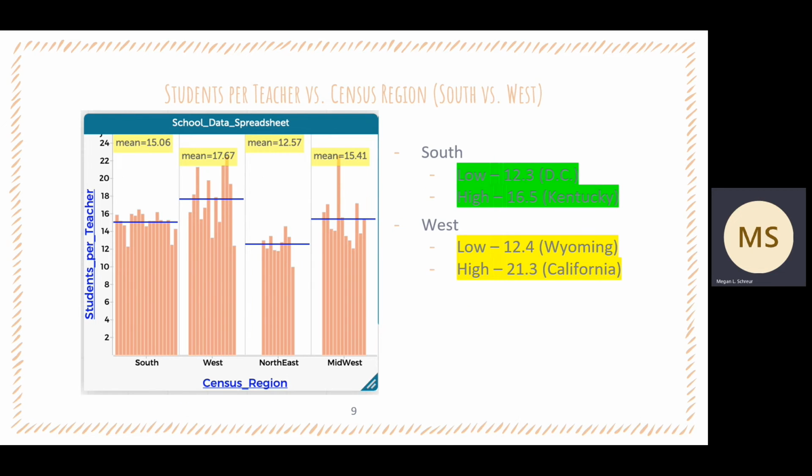So first we're going to look at students per teacher. So we're just looking at the South and the West. You can ignore the Northeast and the Midwest. So in the South, the low is 12.3 students per teacher, and the high is 16.5 students per teacher. And then in the West, it's 12.4 students per teacher and 21.3 students per teacher. So if we look at the averages, they're pretty close, but overall the South has less students. They have the lowest low and the lowest high as well. So the South would be more ideal in this situation.